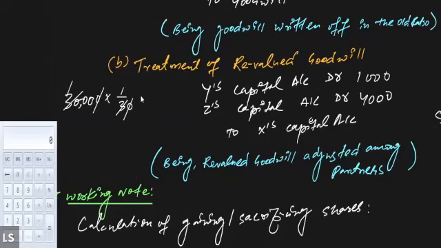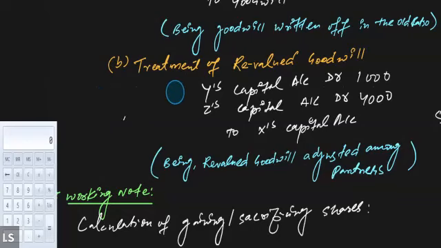So ultimately 1,000 will have to be borne by Y, and Z will be getting 4,000. Z's account will be debited by 4,000, and 1 plus 4, that is 5,000, will be credited to X's capital account.